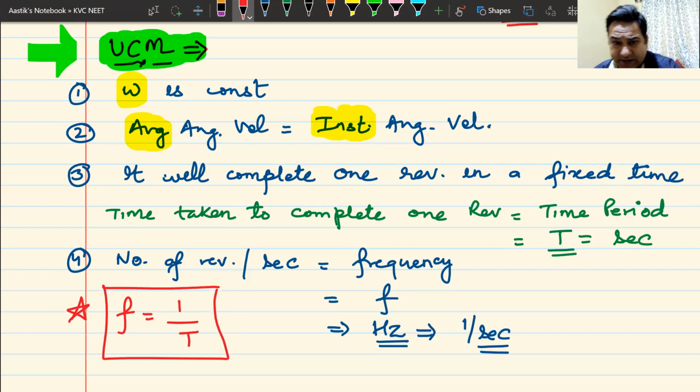Do we understand this? Can I have some raise hand that we understand this? Frequency is 1 by T. Number of revolutions in 1 second. Frequency F is equal to 1 by T. T is a time period, the time taken to complete one chakkar or one revolution. Frequency is 1 by T.